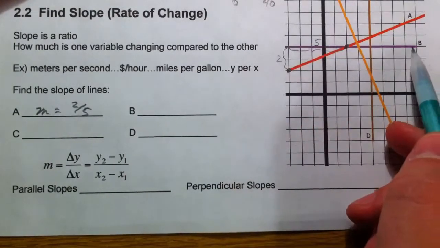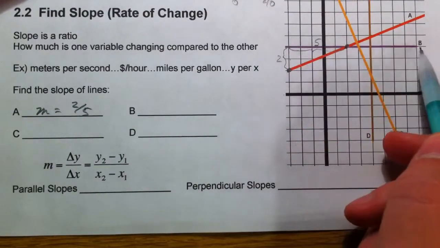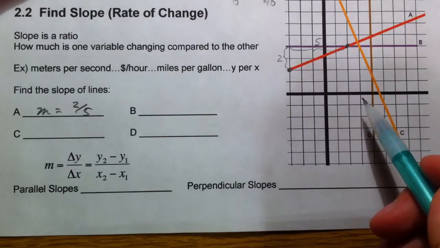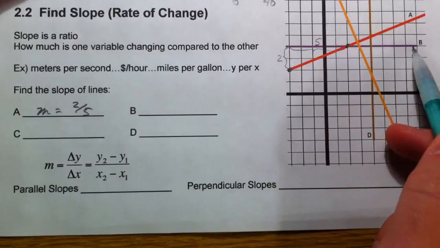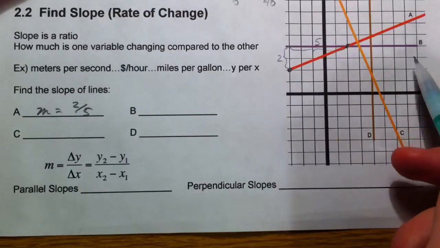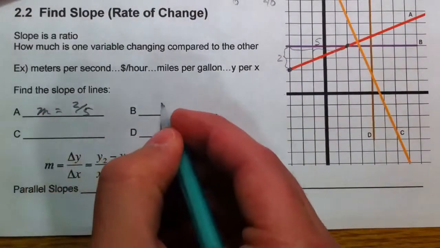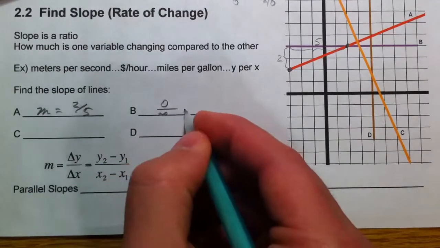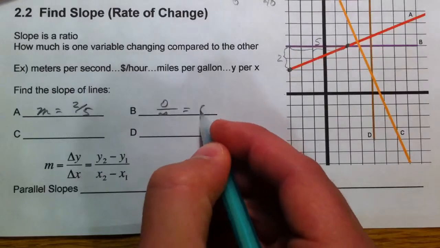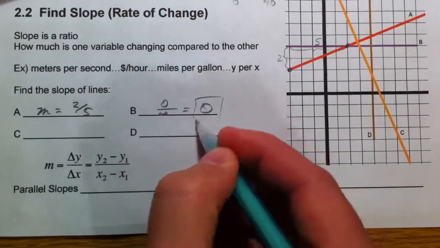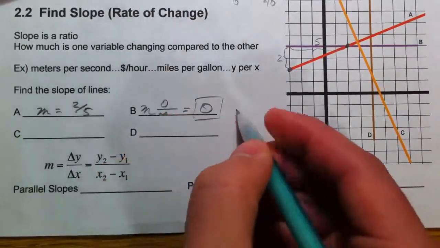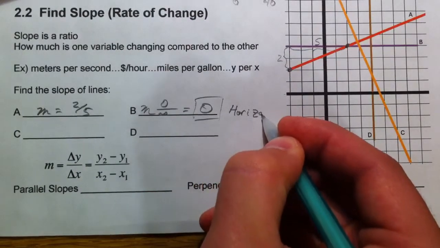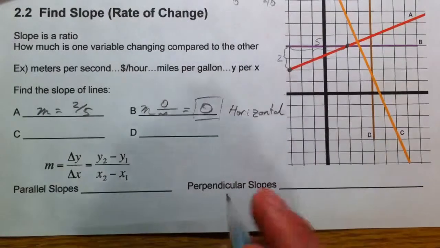Now B is interesting because as time moves on to the right, B doesn't go up or down. If you were to describe how steep that line is to somebody, you would say 0, because it's not going up, it's not going down. 0 over whatever you want is always going to be 0. And so that's the slope of B. That's your horizontal line. Horizontal lines have slopes of 0.